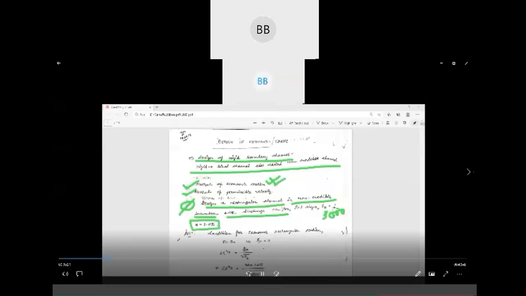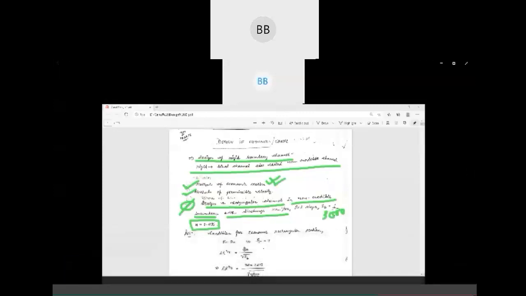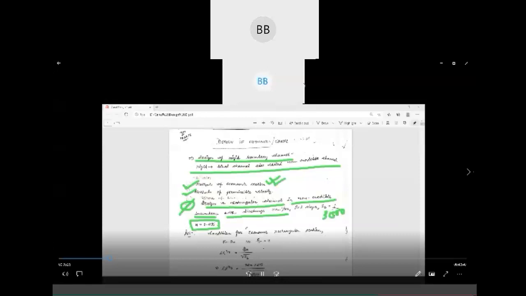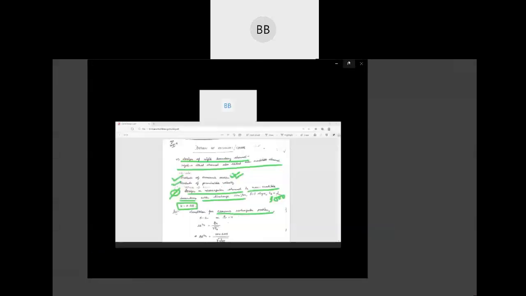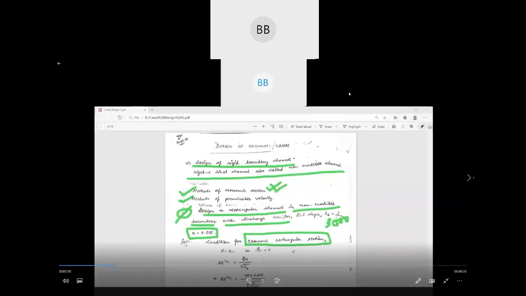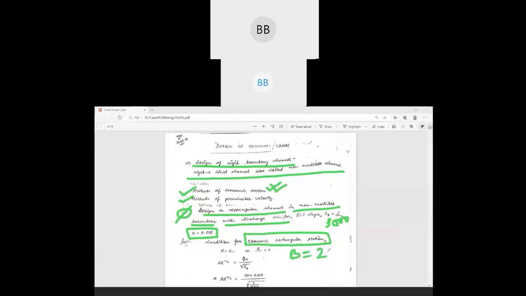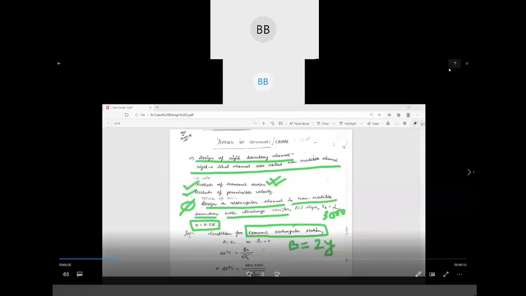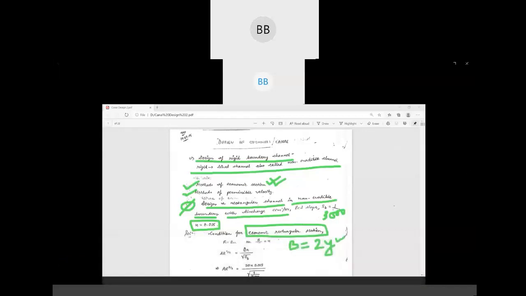Now it's given as a rectangular channel. So if I want to use the method of economic section, then we have to use the economic condition of a rectangular section. For example, B is equal to twice Y. This is the condition for economic section of a rectangular section, which you have already studied in your lower classes.